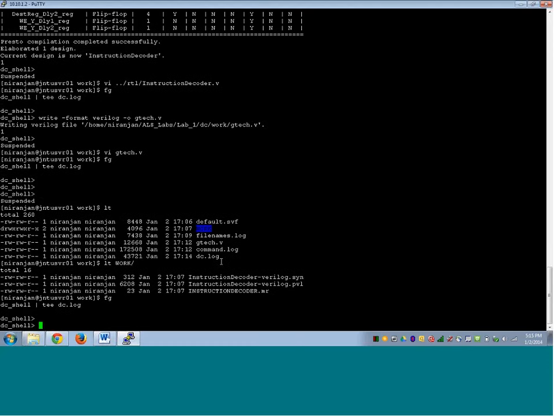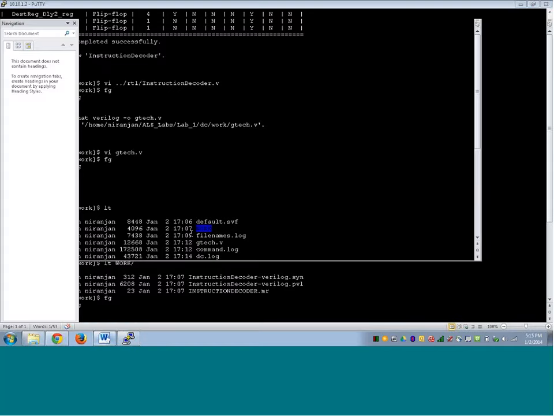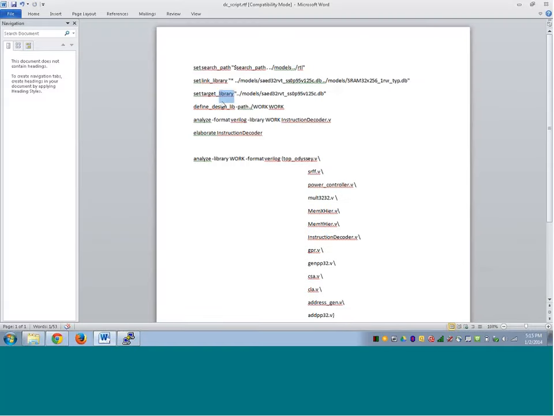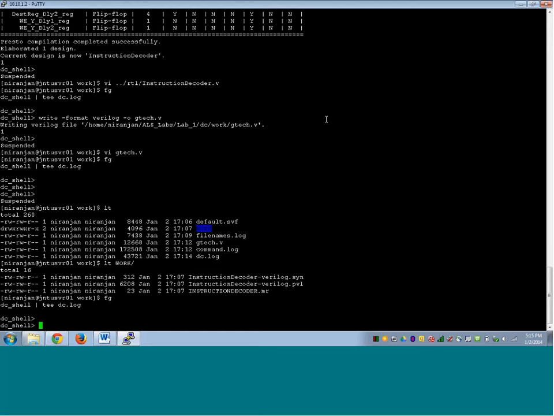So we saw how to set the link library and target library. We saw define design lib. We saw how to read a single RTL file, and what the elaborate command tells us. Now I'll show you a couple of reporting commands that are very useful for libraries.